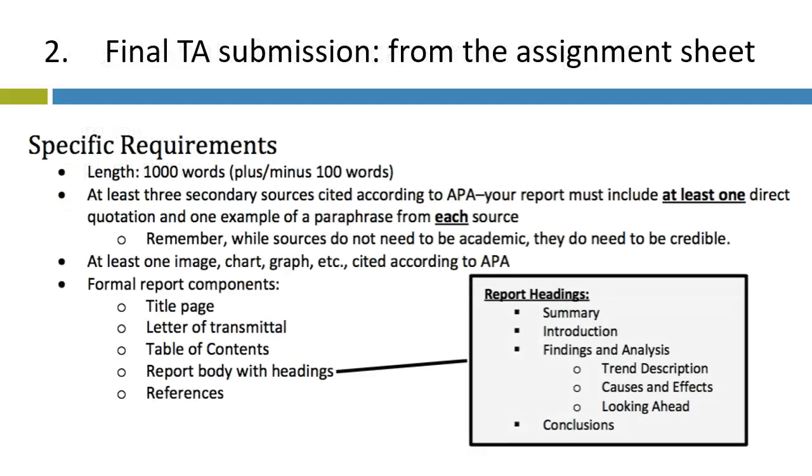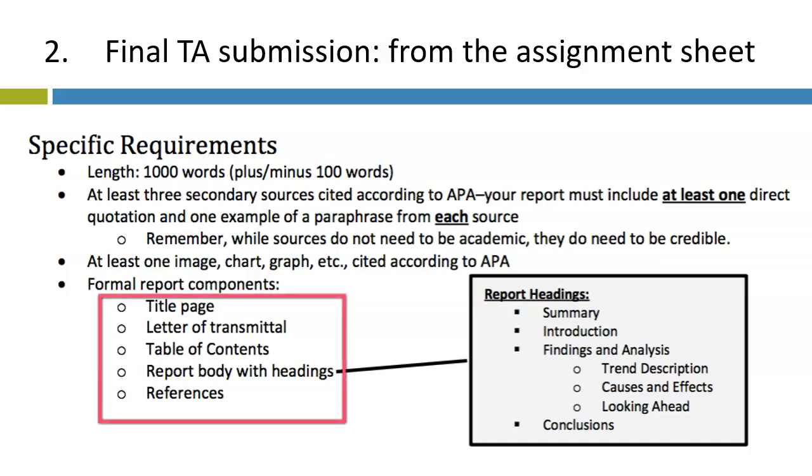So what we're going to talk about here is some very useful information for you as regards the final submission of the trend analysis assignment. What we can see here is a screenshot from the assignment sheet. You know things like the length of the assignment. You know that you need at least 3 secondary sources. You know those kinds of things. We also need 1 visual component as well.